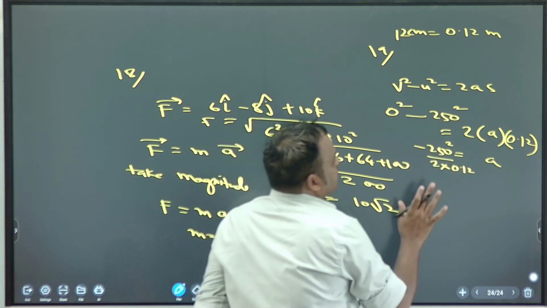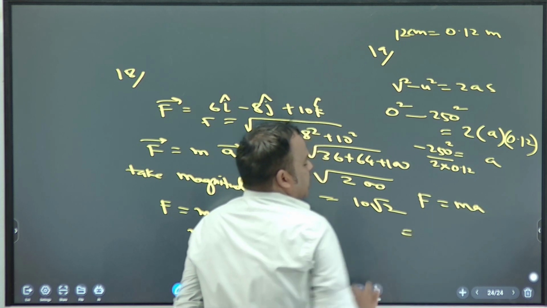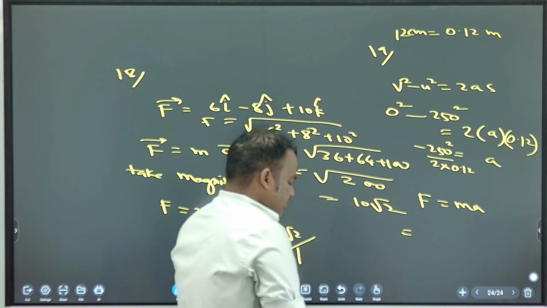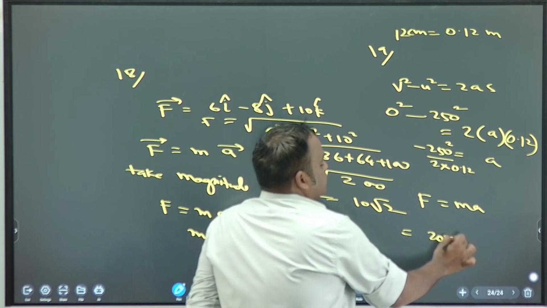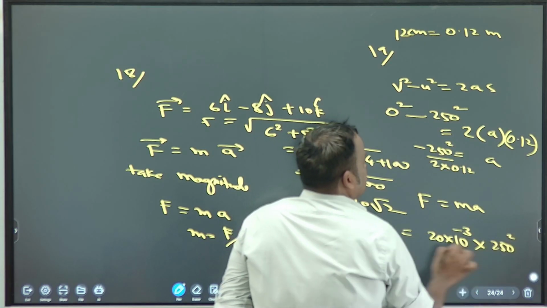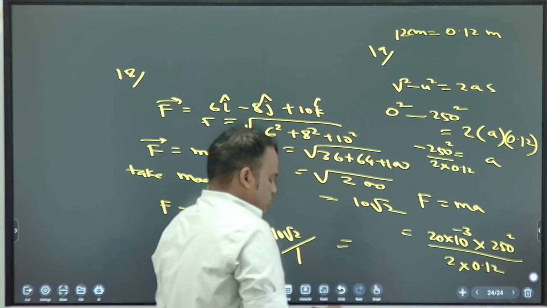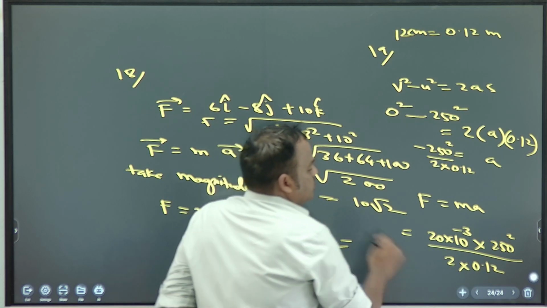Okay, so this is A. Now force is equal to ma. Now mass is given 20 gram, so 20 into 10 power minus 3. Okay, A. So 250 square by 2 into 0.12. Now solve this. So this is how much?